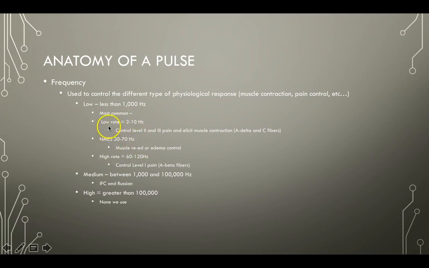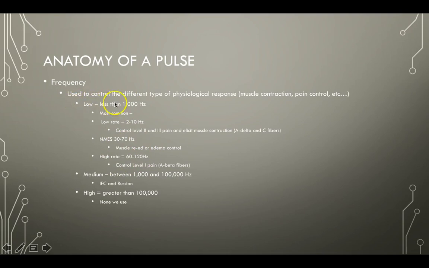And then within there, we call something low rate and high rate, which, like I said, is just kind of confusing. But if you break down this level, the lower ones, sometimes called 1 through 5, sometimes called 2 through 10 hertz, are ones that, when we start talking about our pain control, our level 2 and our level 3 pain controls, are potentially going to be there. NMES, we're going to talk about 30 to 70 hertz. So again, kind of in the middle of these. And then high rate is 60 to 100.